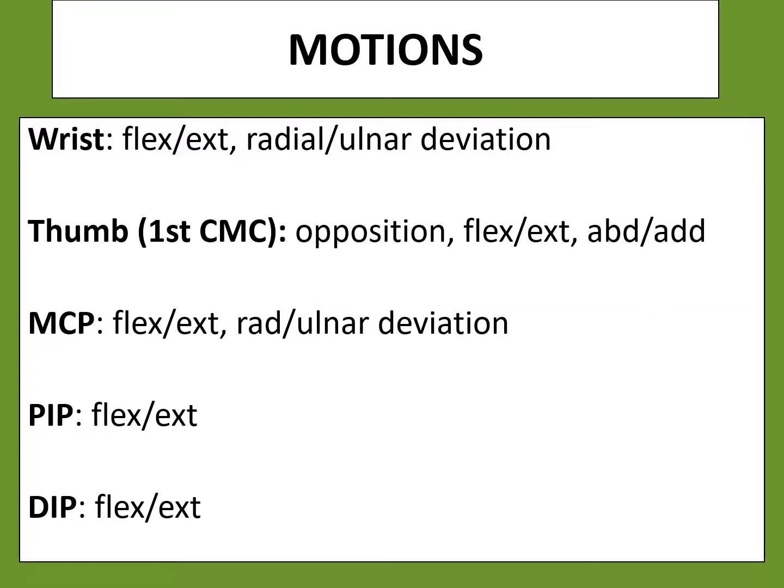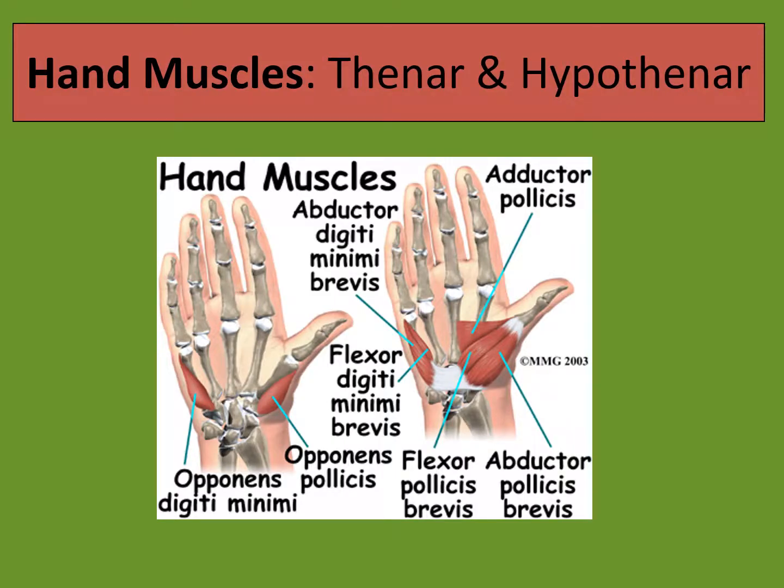This is a review slide of each of the motions for the wrist, the carpometacarpal joint at the thumb, the first digit, the MCP joints, the PIP, and the DIP joints. Please review and feel comfortable, as well as with the arthrokinematics at each of these. Take a moment to review the muscles that make up the thenar and hypothenar eminences of the hand.